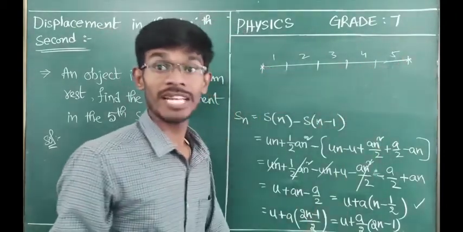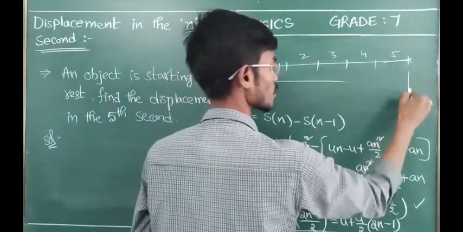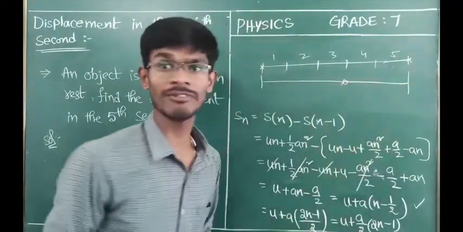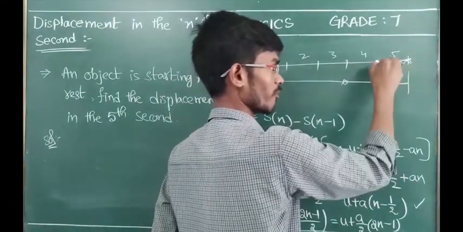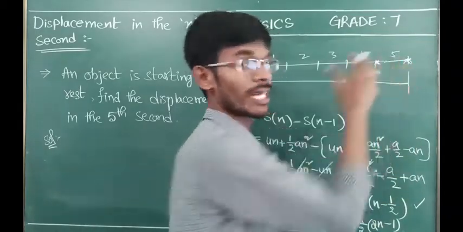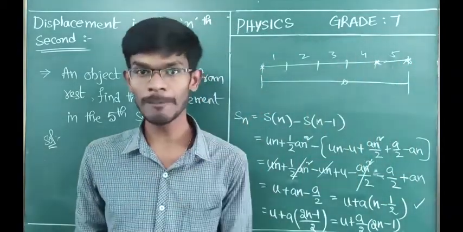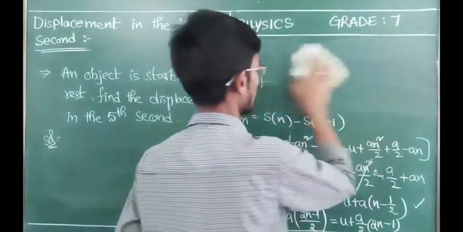Displacement travelled in 5 seconds means from the initial position to this position. But what does the 5th second mean? The 5th second will start here and end at this point. So this particular interval shows the displacement in the 5th second. Here they are asking for the displacement travelled in the 5th second.